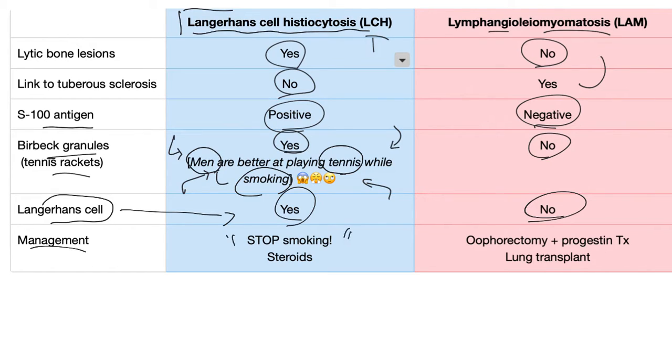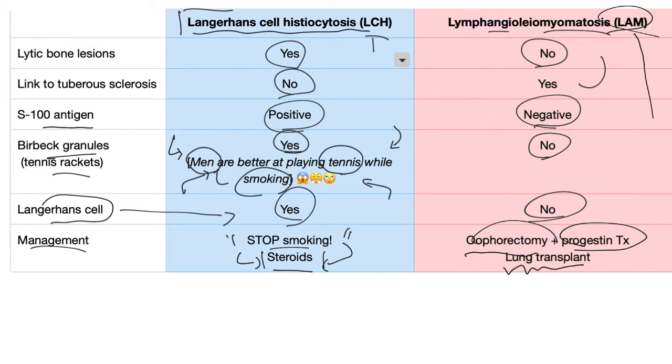Management: you stop smoking. Man, stop it. And if this fails, or if he's stopped smoking and still not improving, you can try steroids. In lymphangioleiomyomatosis, you do oophorectomy and progestin treatment, and you do lung transplant. By the way, even after doing the lung transplant, LAM can come back again. LAM laments everything, laments the entire lung, and laments every lung, including your new lung.